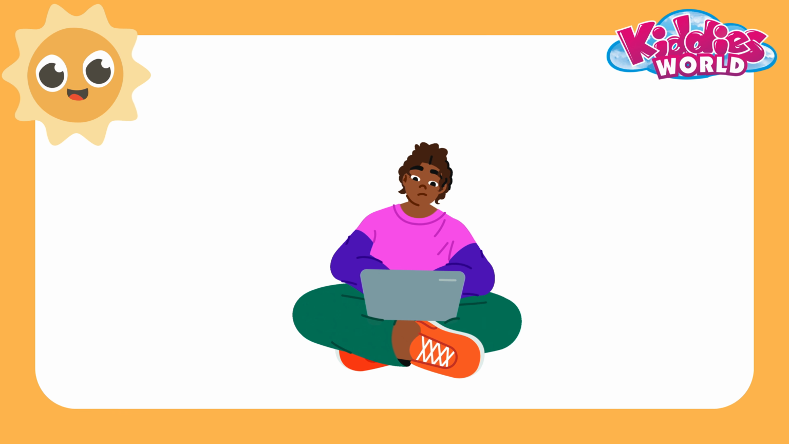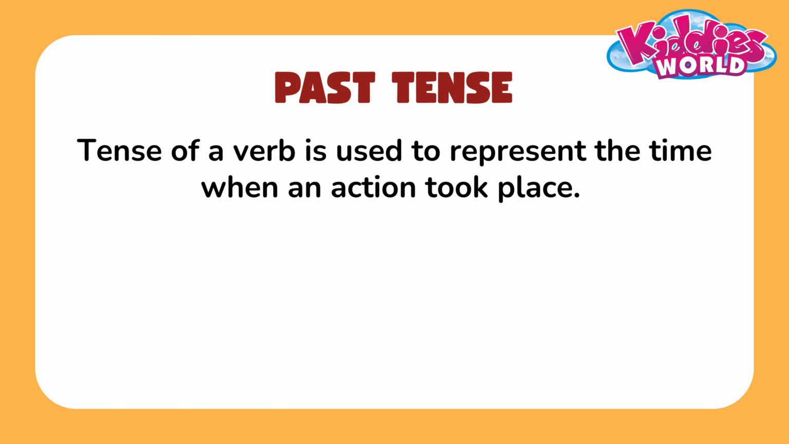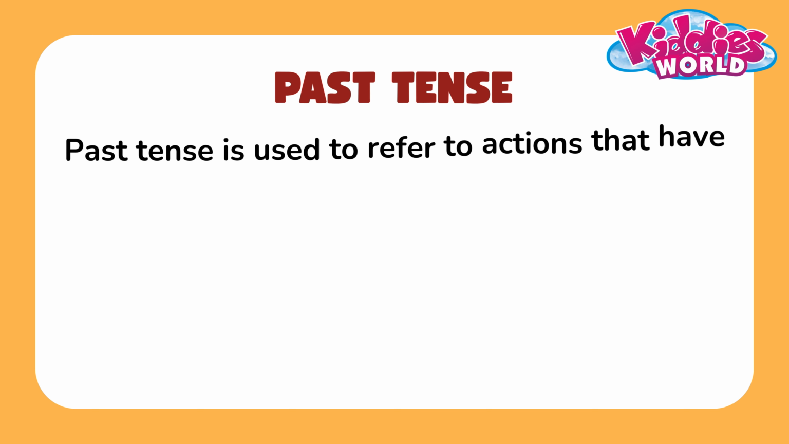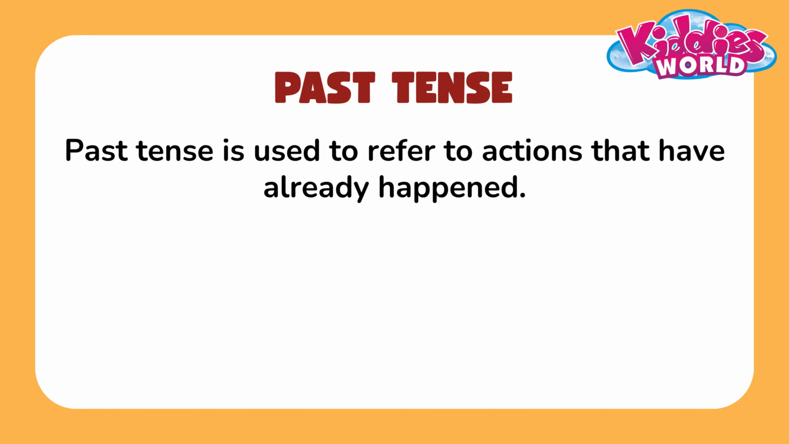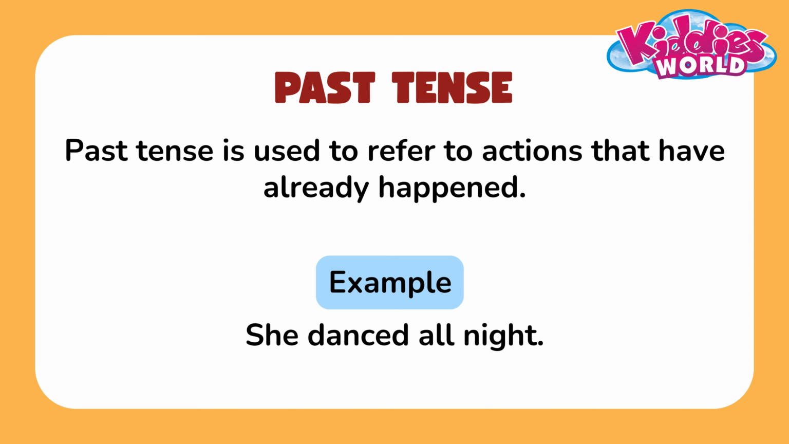Today we are going to learn about the past tense. As we learned in the previous grade, the tense of a verb is used to represent the time when an action took place. Past tense is used to refer to actions that have already happened. Example, she danced all night.